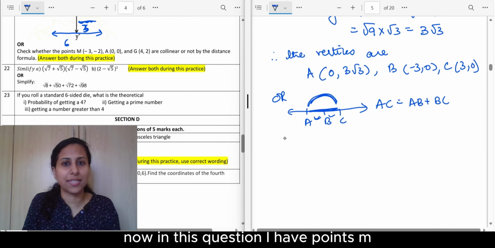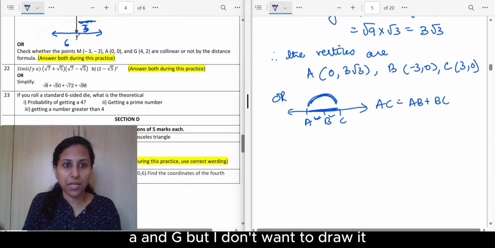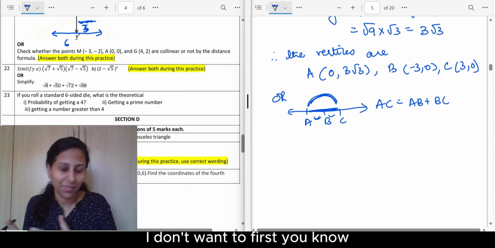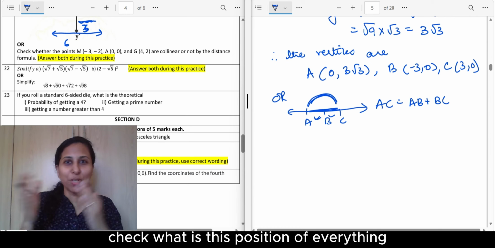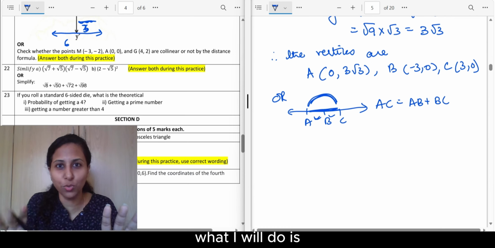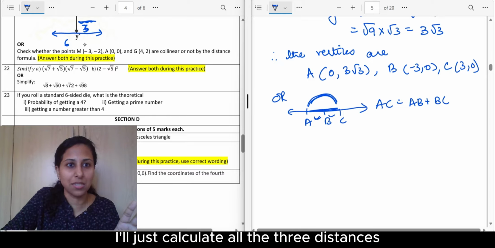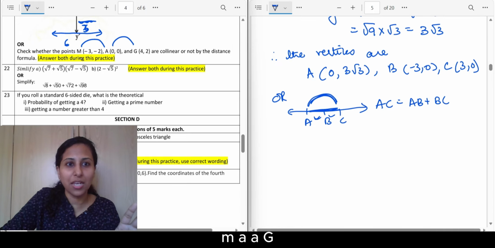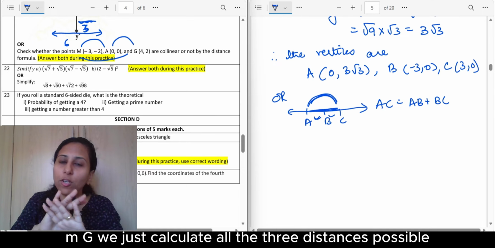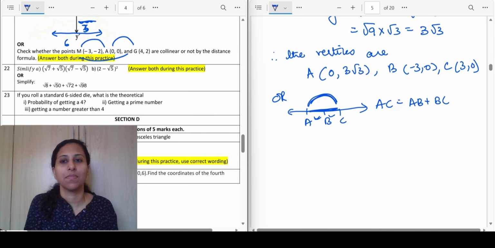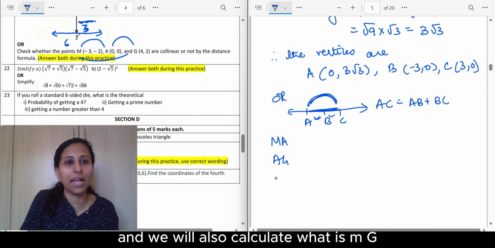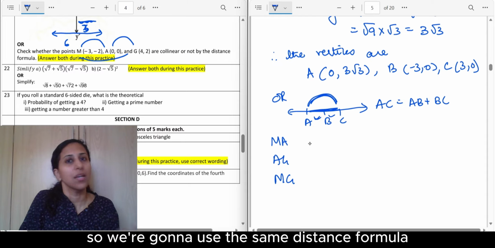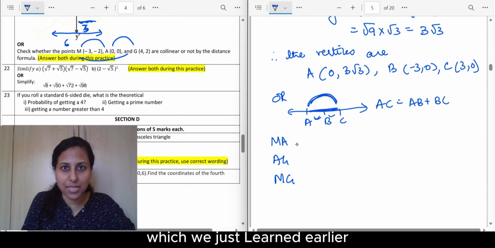Now, in this question, I have points M, A and G, but I don't want to draw it first to check the position of everything with respect to each other. What I will do is just calculate all 3 distances: MA, AG, and MG. We're going to use the same distance formula which we just learned earlier.